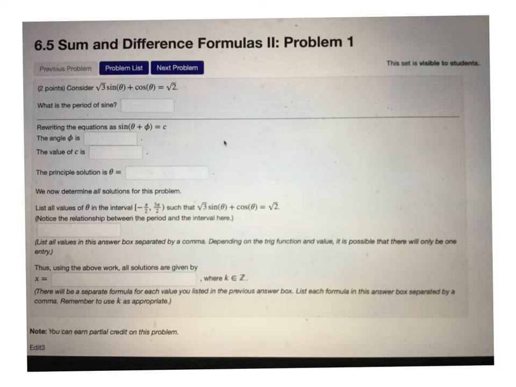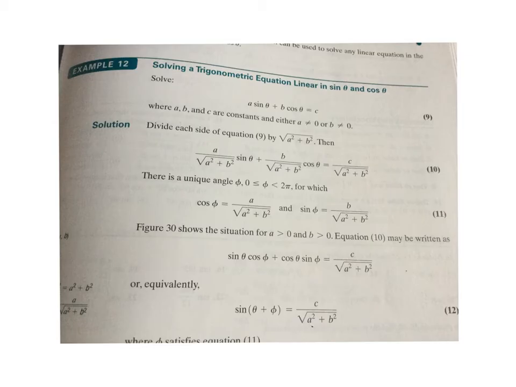Here's another WeBWorK problem that you might have trouble with. It's part 2, and it's problem 1. Look at this equation: root 3 sine theta plus cosine theta equals root 2. For this one, look at example 12 on page 523.